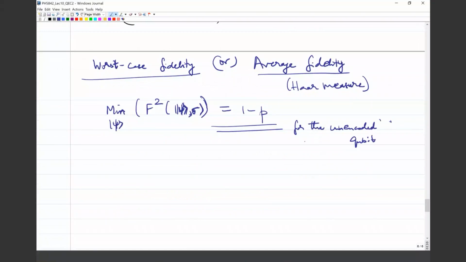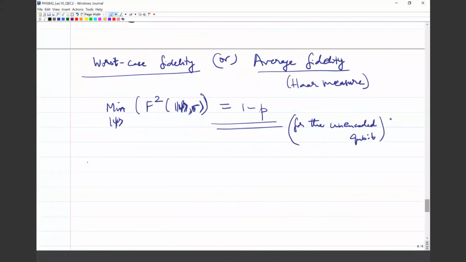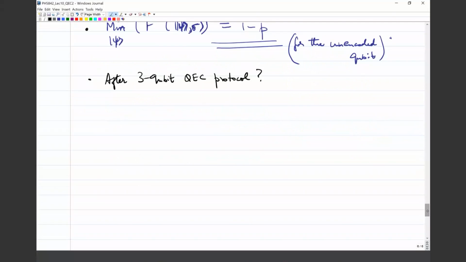Now, in 2 more minutes, I will compute the worst case fidelity for the encoded qubit. Actually, I will say after, not just encoded, but after the 3 qubit QEC protocol, what happens? So whatever was your initial state has gone to the encoded state. So now let's look at psi logical, which is the encoded state. So this is some arbitrary state of this form, right?